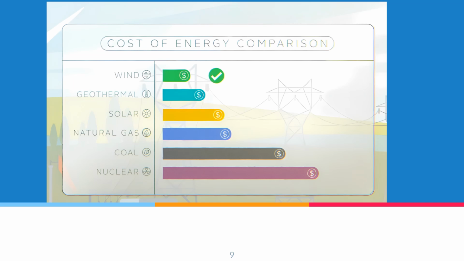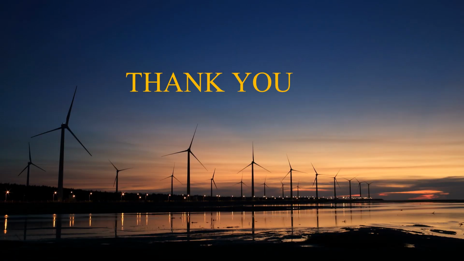And the cost of energy comparison. Windmill is the lower cost option when compared to geothermal, solar and others.